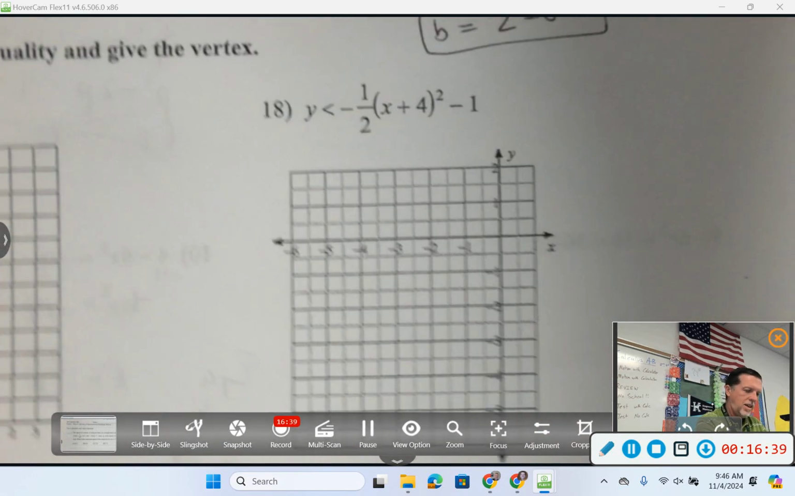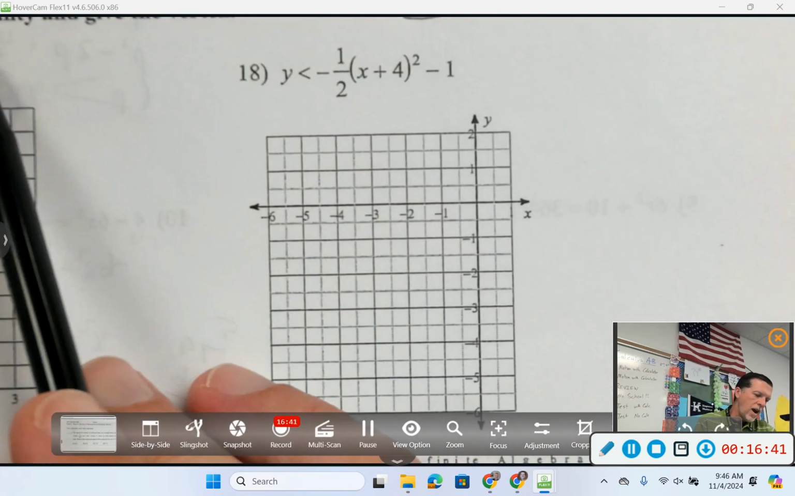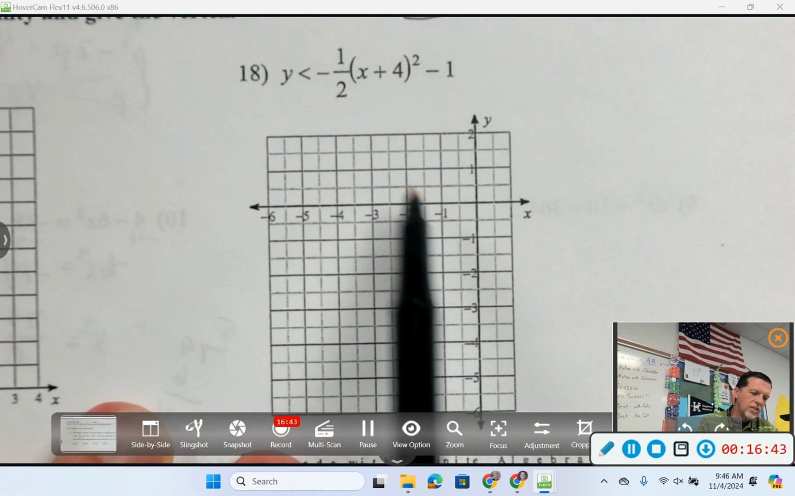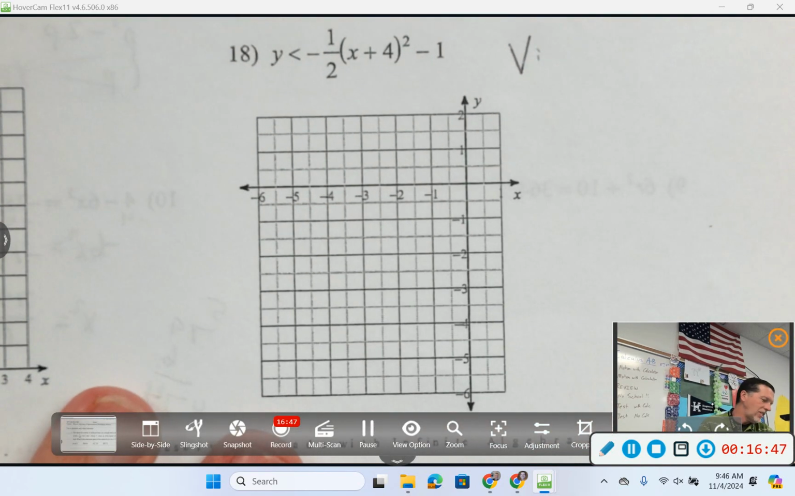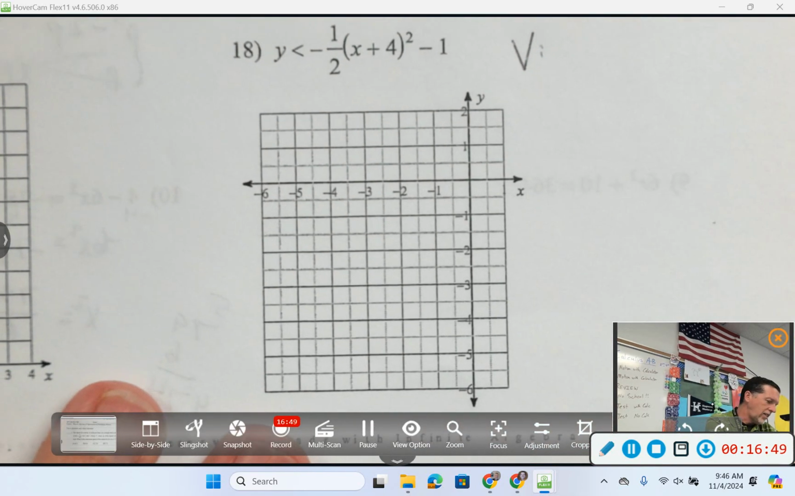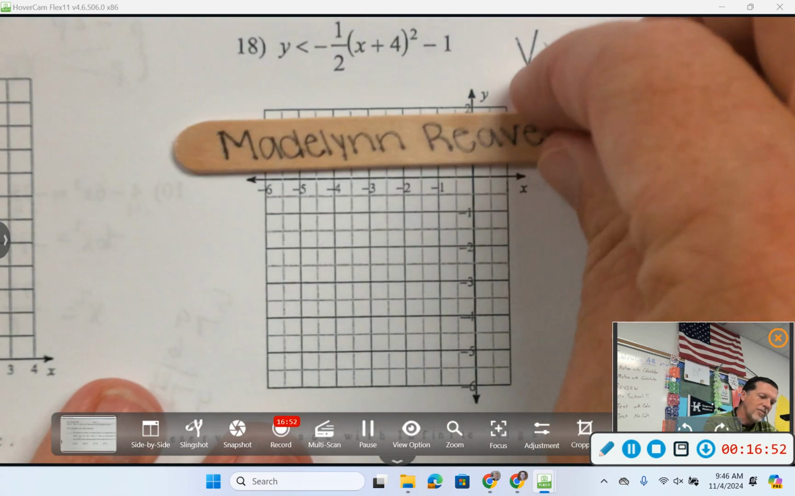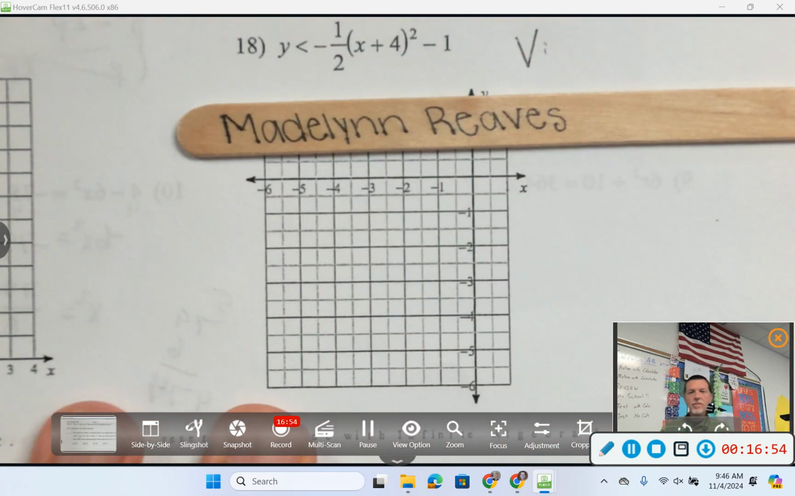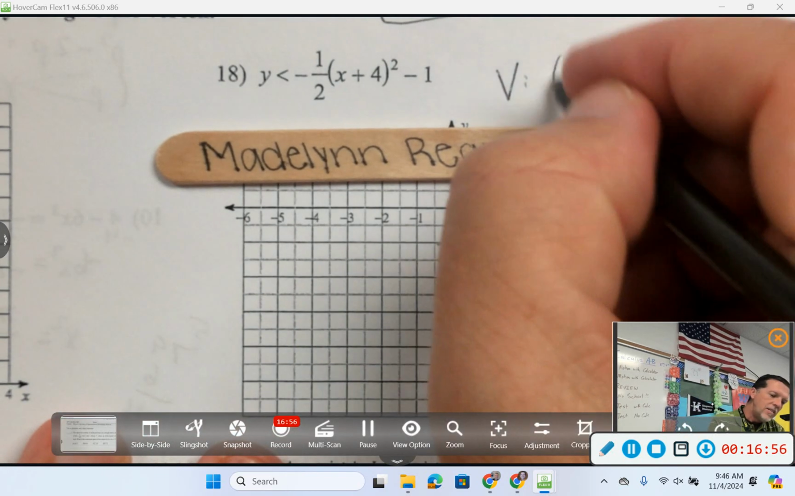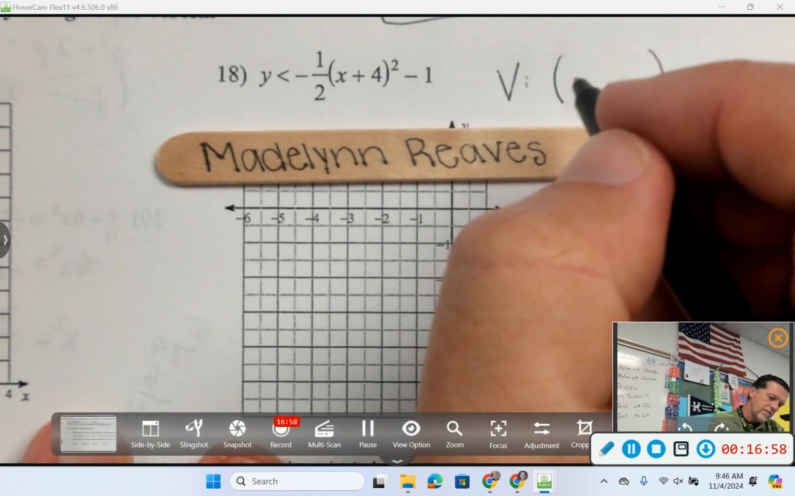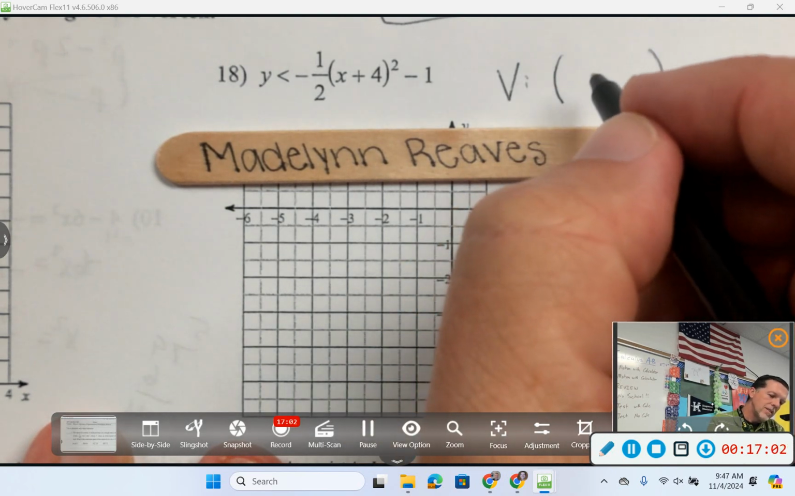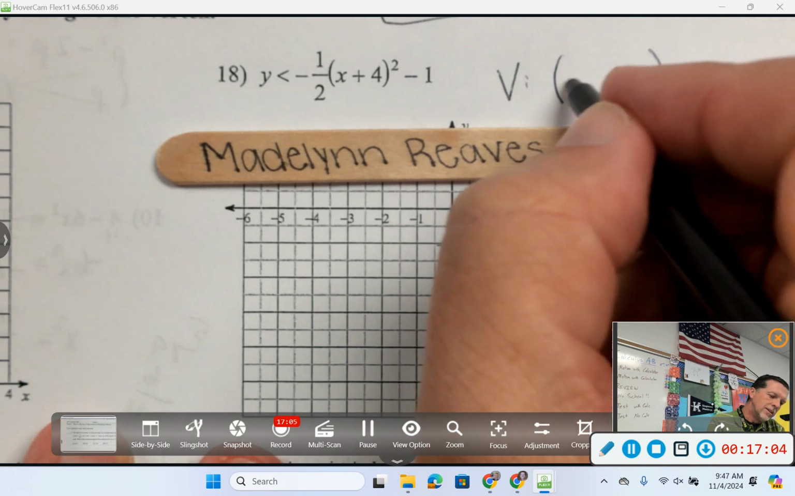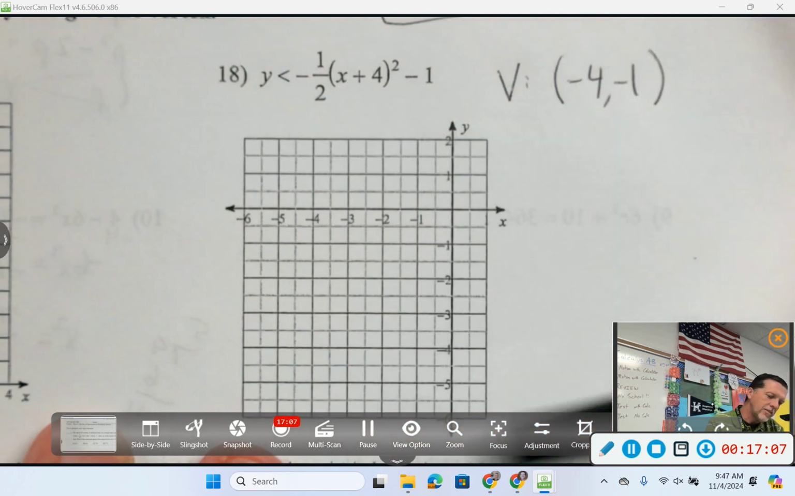Alright, number 18. Graph the quadratic inequality and give the vertex. 18 is a little nicer than 17 because the vertex is sitting right there for us. Madeline, what's that vertex? Good. -4, -1.